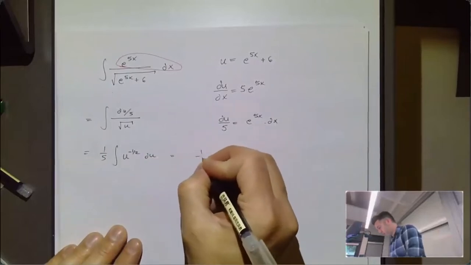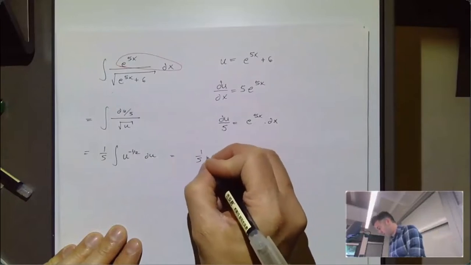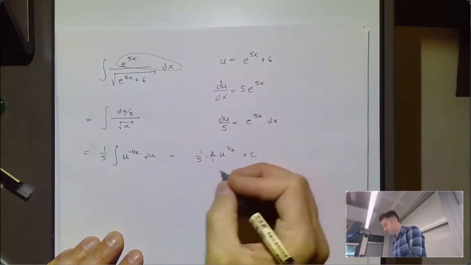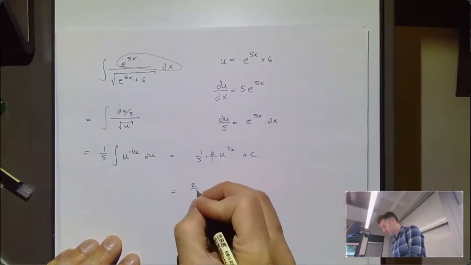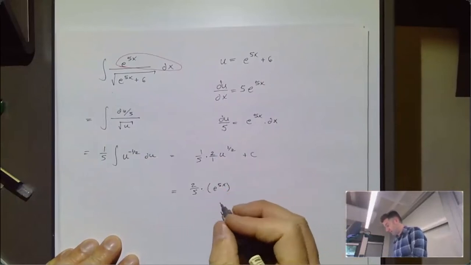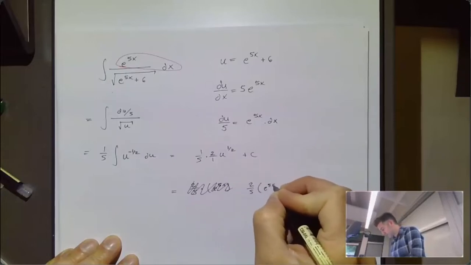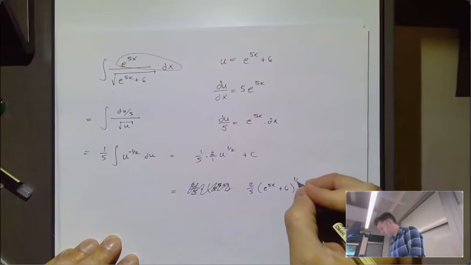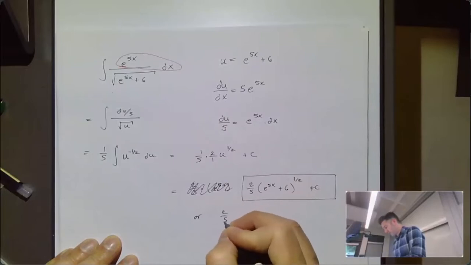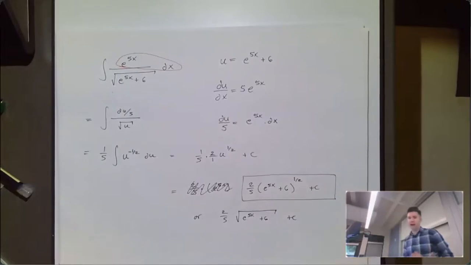So let's see, I get 1/5 u to the +1/2 divided by 1/2, which is like multiplying by 2 over 1. And then we get 2/5 times e to the 5x plus 6 to the 1/2 power. Or if you prefer, 2/5 times the square root of e to the 5x plus 6 plus c. Either way is fine to write it.